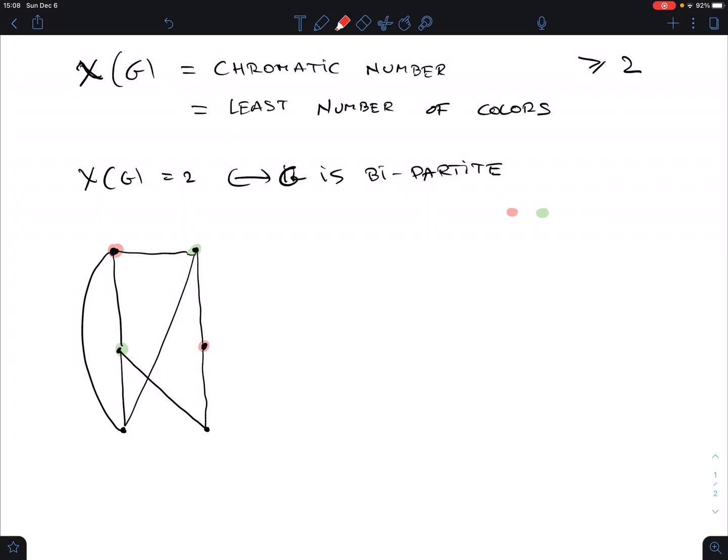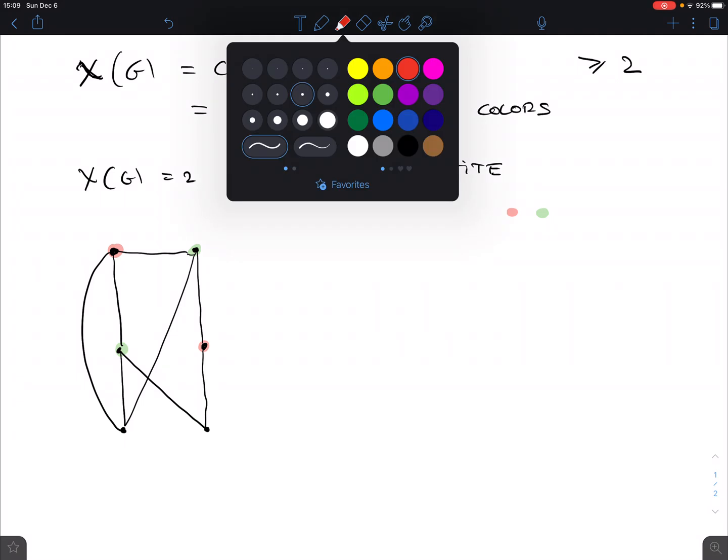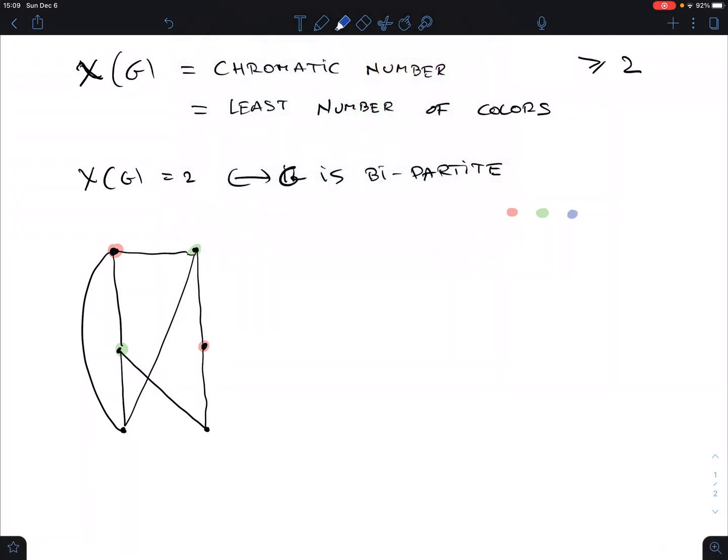Well, I see that both red and green are no longer available, so I have to come up with a new color. I have to use a third color, so this chromatic number is at least 3, so here we go. This is blue. Sorry, I forgot one edge here. There's an edge here, sorry. That's going to be the problem. So I make that blue, and let's go now to the last one.